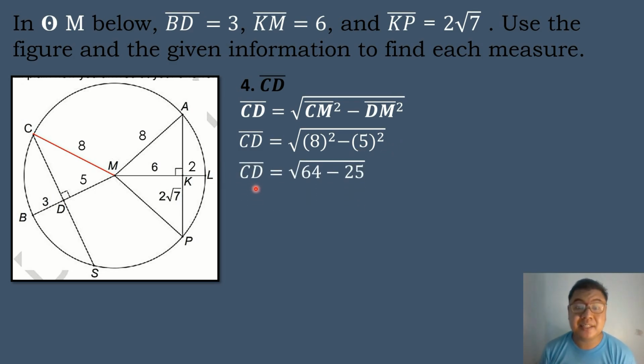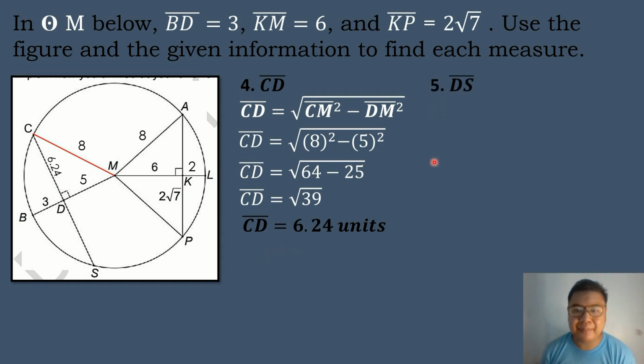Segment CD equals the square root of 8 to the second power, which is 64, minus 5 times 5, which is 25. Then segment CD equals the square root of 64 minus 25, which is 39. Then we will get the square root of 39. So the value of segment CD is equal to 6.24 units.